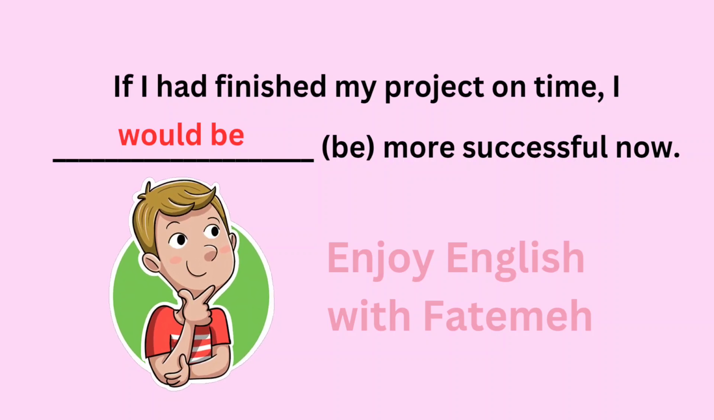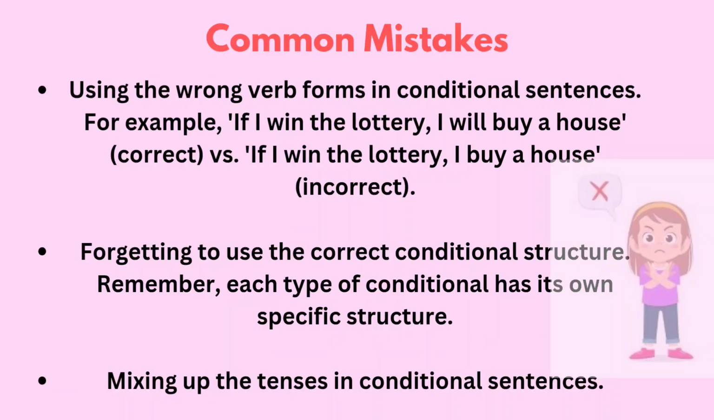Now, let's talk about common mistakes. So, about number 1, using the wrong verb forms in conditional sentences. For example, if I win the lottery, I will buy a house. It's correct. But if I say, if I win the lottery, I buy a house, it is incorrect.